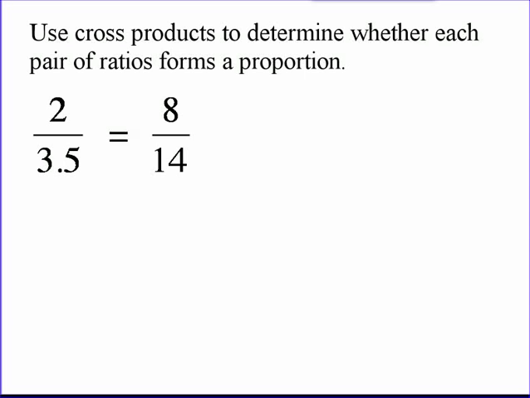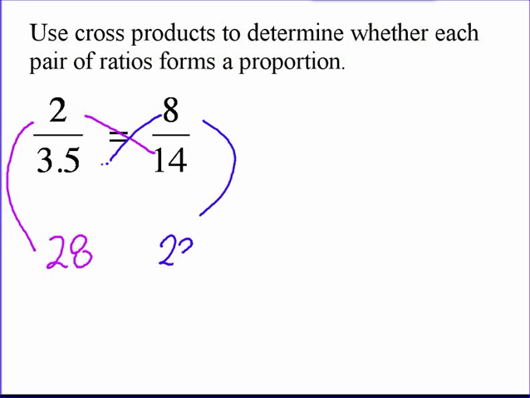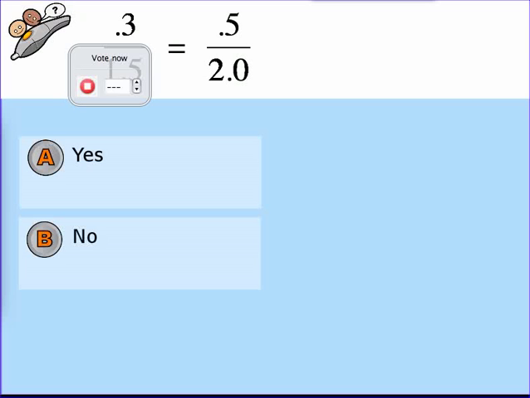Now we're actually going to solve equations here. It says use cross products to determine whether each pair of ratios forms a proportion. Same thing again. 14 times 2, what do I get? 28. Next cross product, the extremes. What's 8 times 3.5? 28, yep. So that in fact does form a proportion. That would be yes. So with that in mind, I want you to tell me, do those form a proportion? Yes or no?